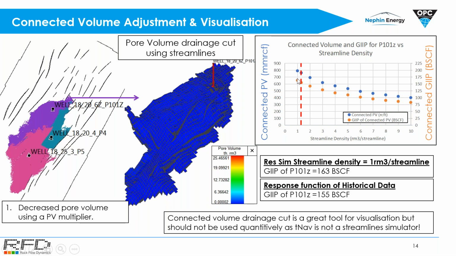And what I found was this property was a function of the streamline density, which is set by the user. So when you have a streamline density of 1, the connected JIP was 163, and it should have been 155. After speaking to tNav, we agreed that connected volume drainage cut is a great tool for visualization, but should not be used quantitatively, as tNav is not a streamline simulator. But to get the 155, I had to set the streamline density to 1.3, which is not far away from 1. But it shouldn't be used as an absolute.